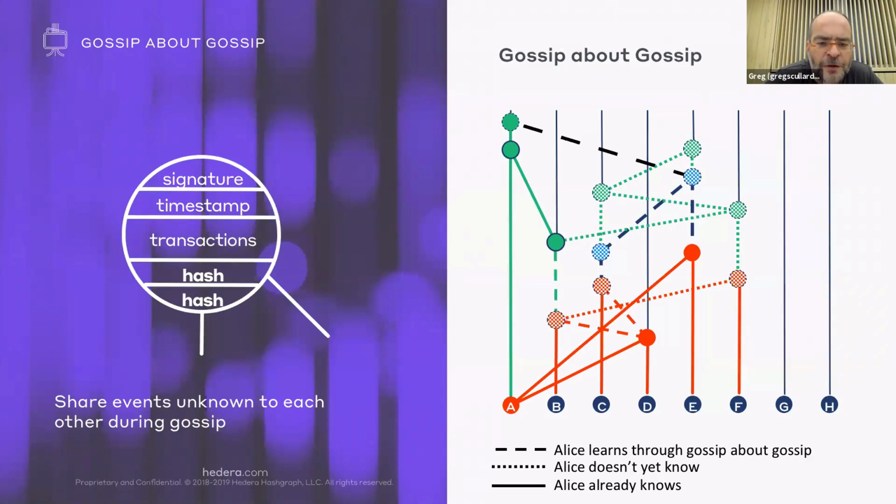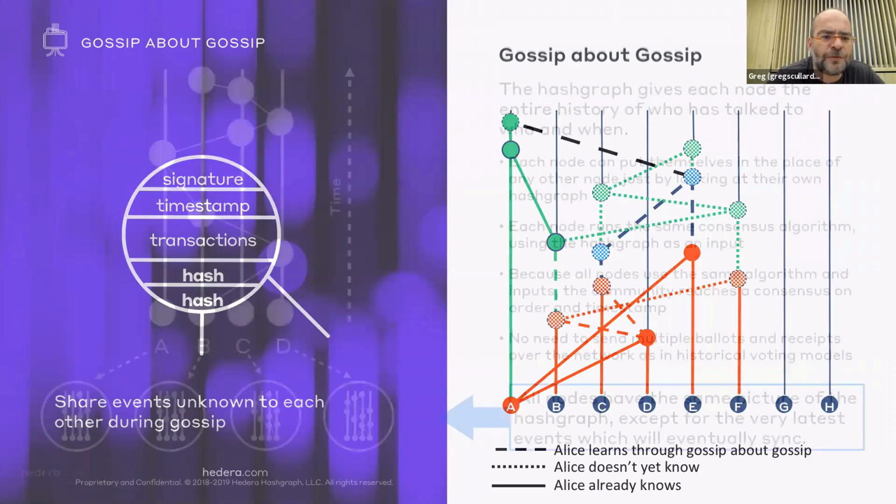So gossip about gossip is a kind of two-way exchange, and it took me a while to get this. When Alice talks to Ellen, she doesn't just tell Ellen, this is what I know, but she also asks Ellen, what do you know that I don't know, and vice versa. So they exchange all of that information in that short period of time in order to build their own graphs. And this is of significant importance as we move forwards.